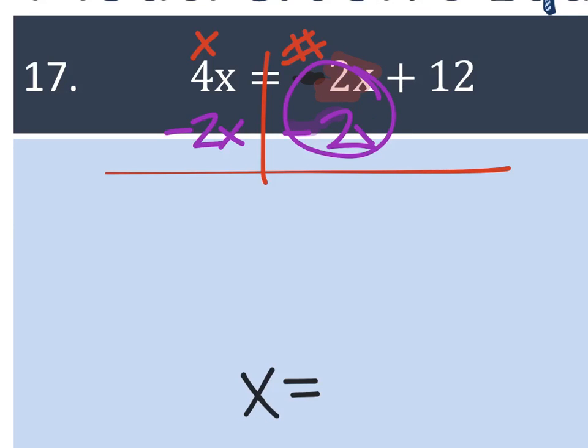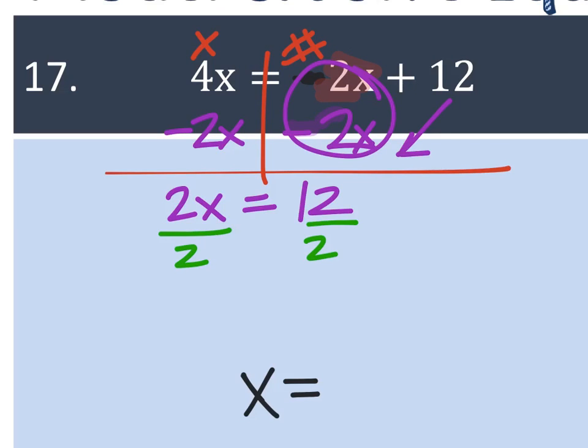2x minus, sorry, that should have been 2x. Minus 2x is 0. That zeroes out. 4x minus 2x there is 2x, which now equals, and we'll drop this 12 right here. Well, that looks a lot better, because now all the x's are on the left side of the equal sign. Simply divide both sides by the coefficient of 2 to make that 1x. 12 divided by 2 is 6.